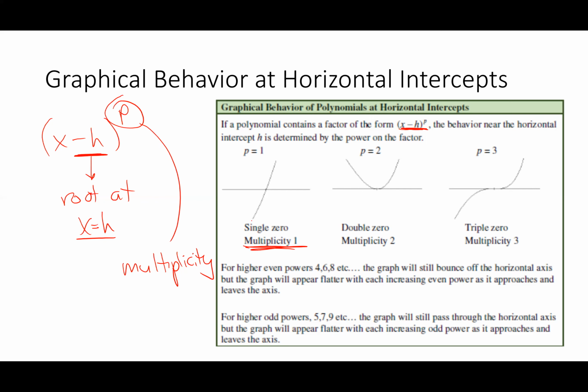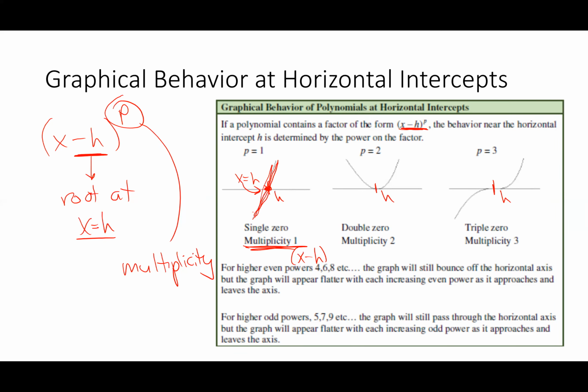If it's got a multiplicity of 1, what's going to happen at x equals h? Say this is x equals h right here. So this is h on the x-axis. If p is equal to 1, that means we just have the factor x minus h. Then at the 0, the graph's going to be kind of crashing through.